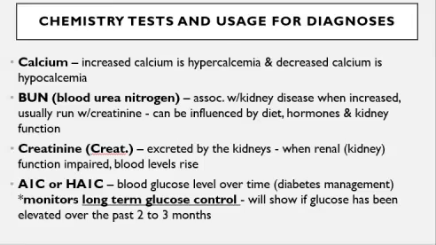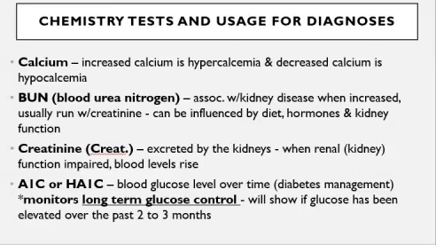The last clinical chemistry test that we're going to talk about is the A1C. This is the blood glucose level over time. This is basically used for diabetes management. This measures or monitors long-term glucose control. So this is showing whether glucose has been elevated the past 2 to 3 months.